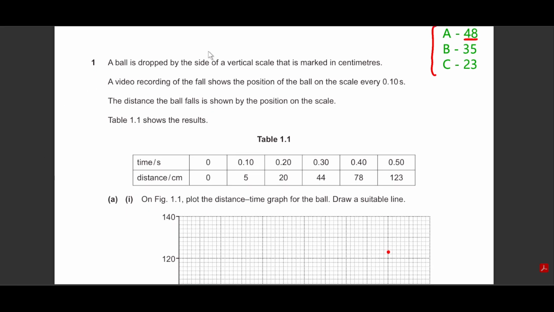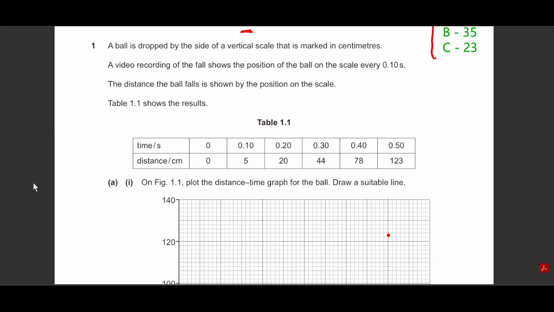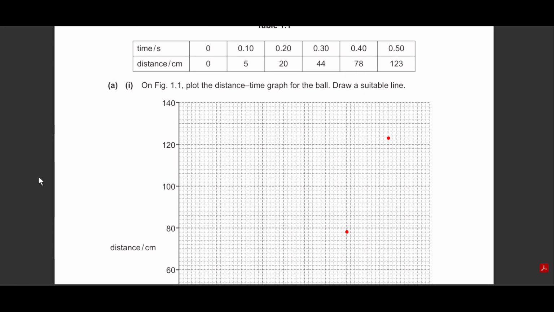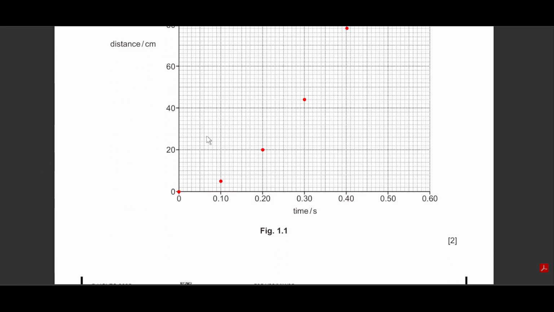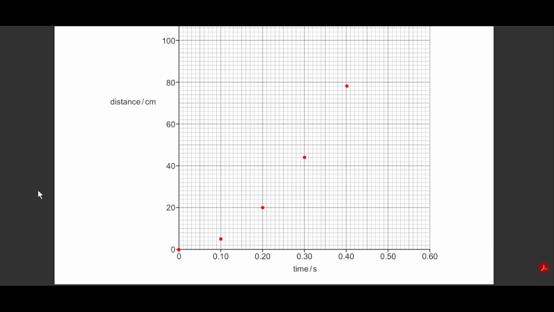So the question is about a ball dropped from the side of a vertical scale that is marked in centimeters. A video recording shows its time stamps and distance covered while moving along the meter rule. Now, this is the table given to you already. He wants you to plot these coordinates on the graph, which I've done already. You can do this by yourself.